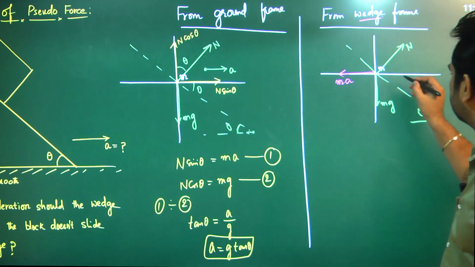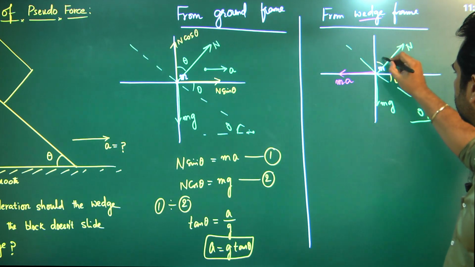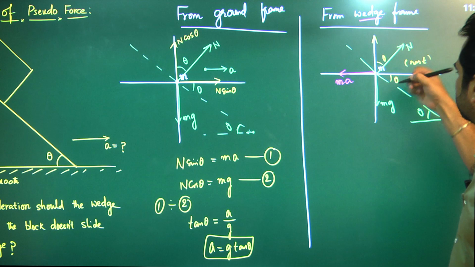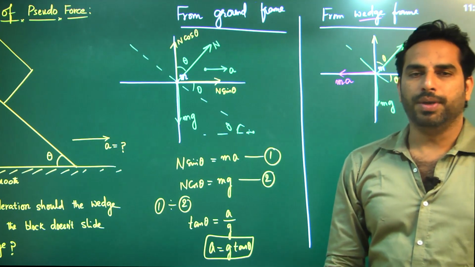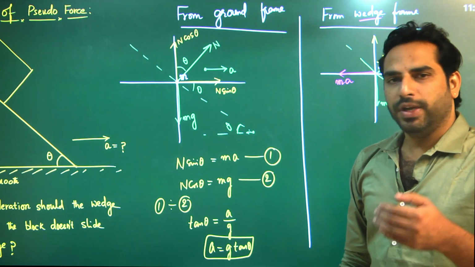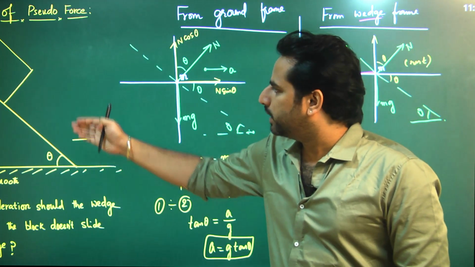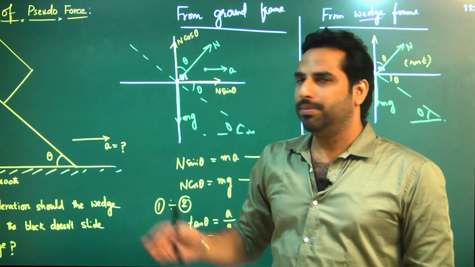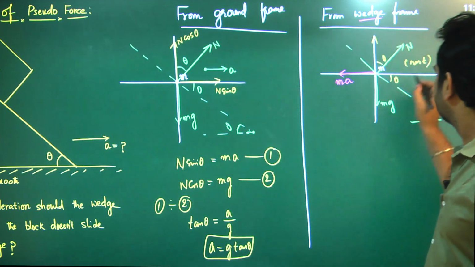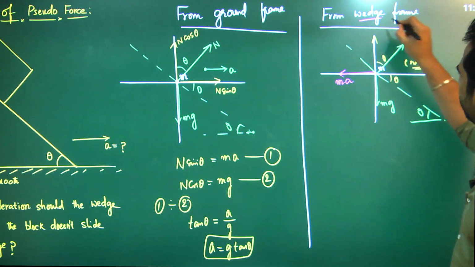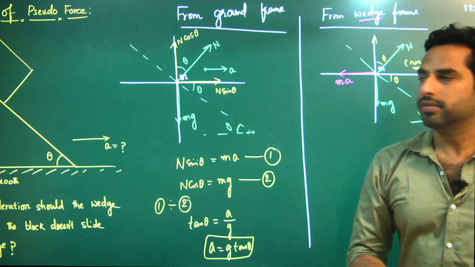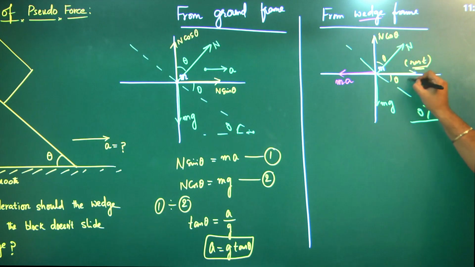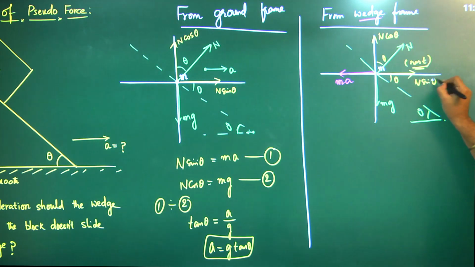Now resolving the forces, this is theta, this is theta. The block is at rest with respect to the wedge. If you stand on the wedge and observe the block, it is not sliding, so the block is at rest with respect to the wedge. So the acceleration of the block with respect to the wedge is 0. Now resolve: N cos theta in the vertical direction and N sin theta in the horizontal direction.